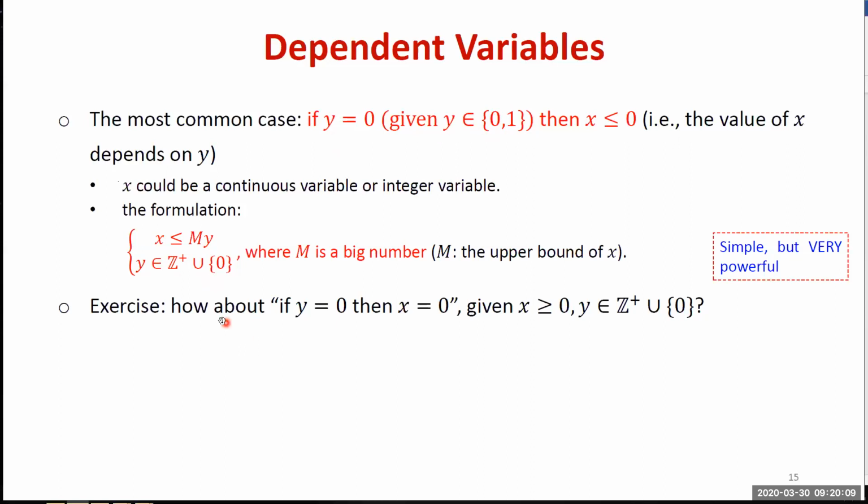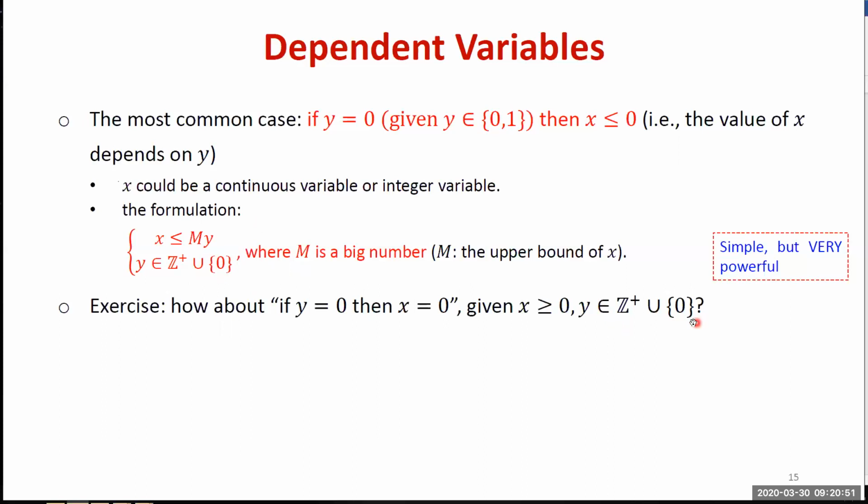As an exercise, what if I want to formulate: if y equals 0, then x equals 0, given that x is greater than or equal to 0? This is really simple, right? Because x greater than or equal to 0 makes x equal to 0 equivalent to x less than or equal to 0. Why? Because it's given that x must be greater than or equal to 0. So in this case, you can still use this formula to write it. You know what I mean? So for example, suppose y is whatever number, let's say 1, 2, 3, 4, 5, because here I limit y to be any positive integers.